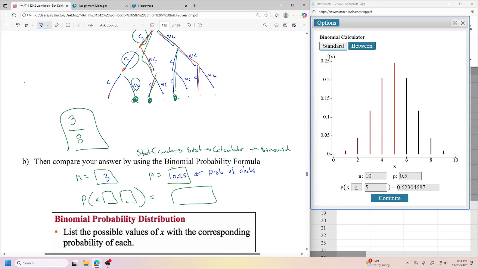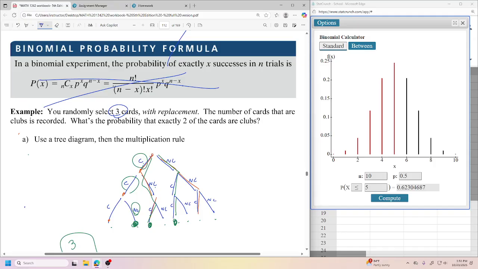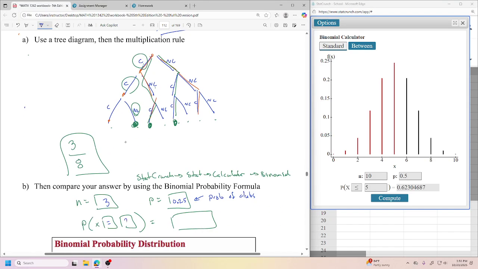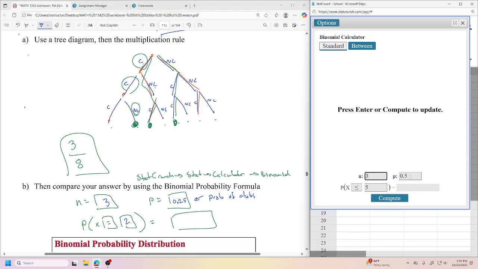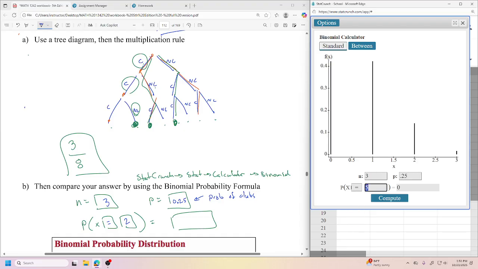And then I'm going to say equals, how many clubs did I actually want? It said how many clubs was I looking for? Exactly 2. So I put equals 2. And then we're done. That's all going to be done in here automatically. 0.25 equals, and then you put a 2. There you go. There's your answer, 140.